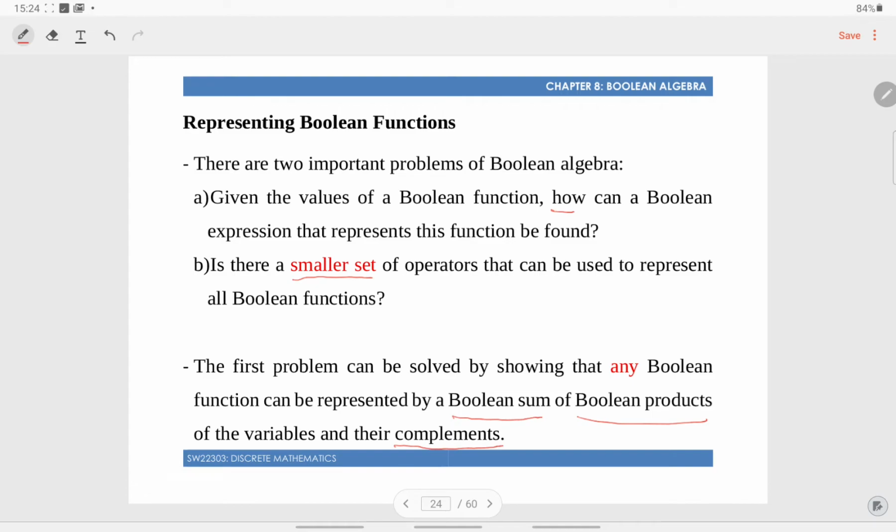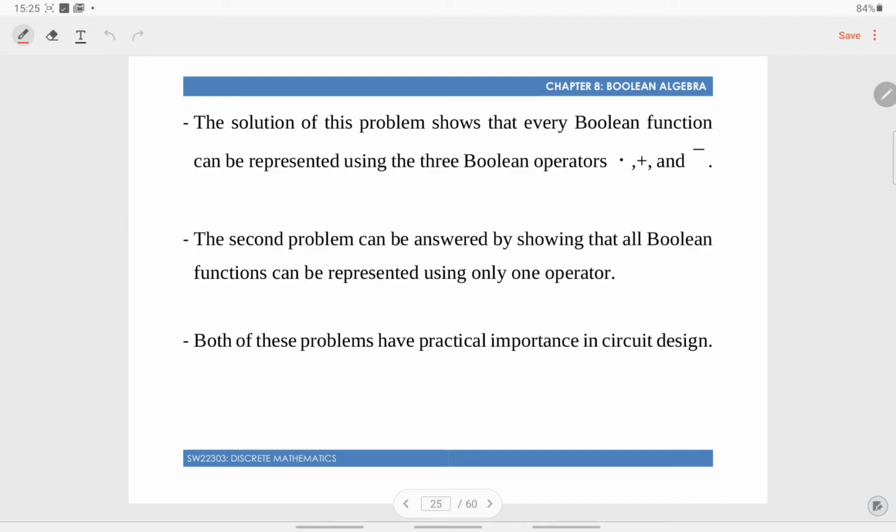How can a Boolean expression that represents this function be found? The answer is, this problem can be solved by showing that any Boolean function can be represented by a Boolean sum of Boolean products of the variables and their complements. So let us show you an example to make it clear. So how about the second one?